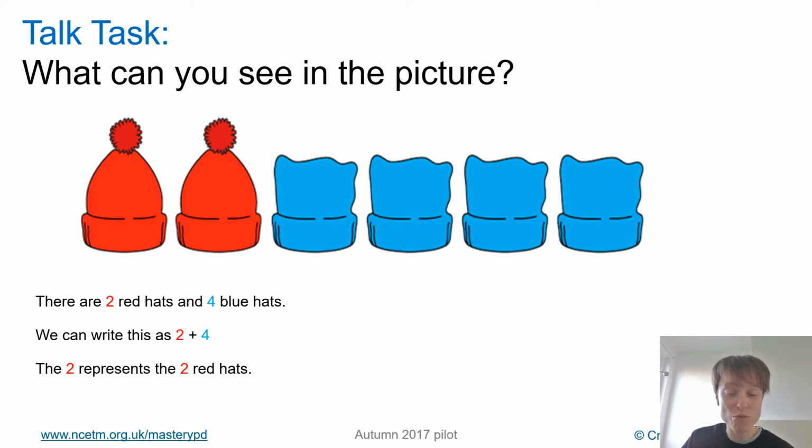Now think about what the 4 represents in the picture, what the 4 shows. So again, try and say a whole sentence to your adult. Pause the video here. Okay, let's see if you're right. Fantastic. Okay, so it's my turn to say the sentence now, then you repeat it after me. The 4 represents the 4 blue hats. Well done, everybody.